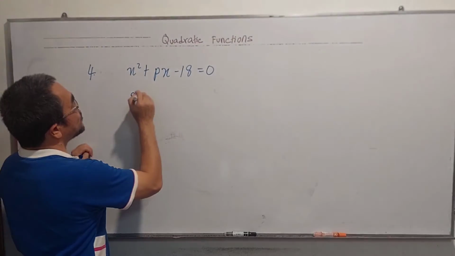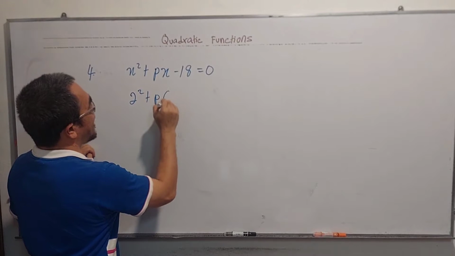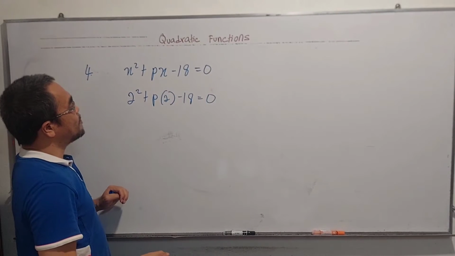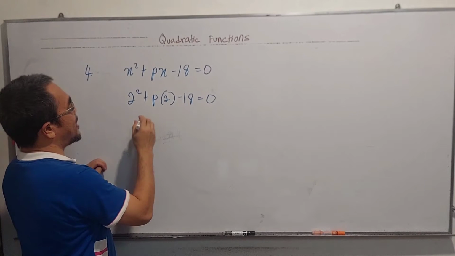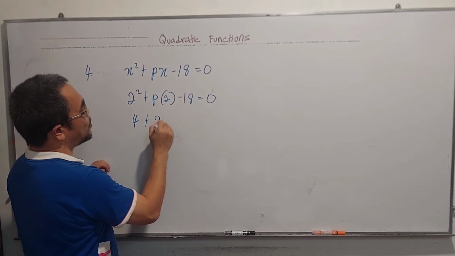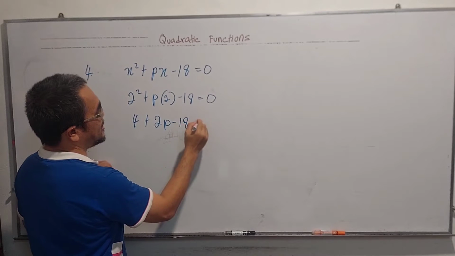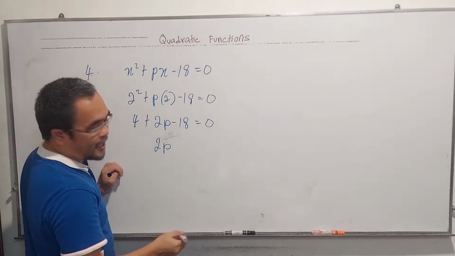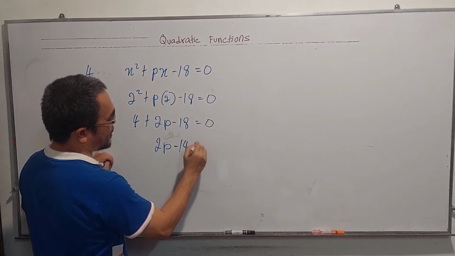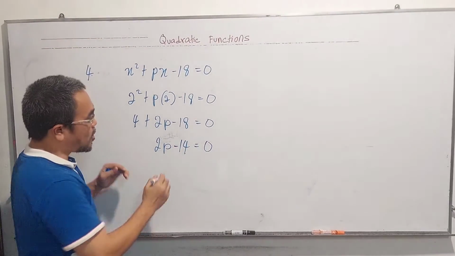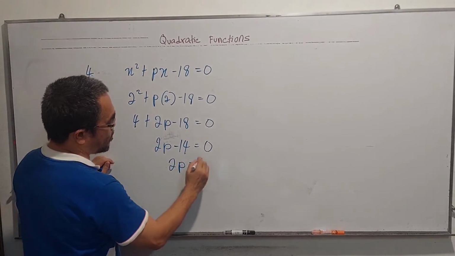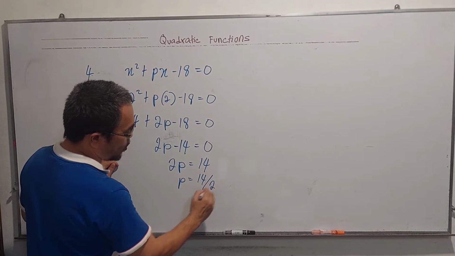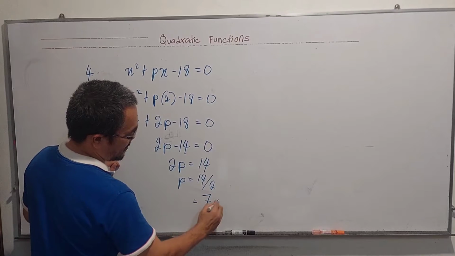So you say 2 squared plus p times 2 minus 18 equal to 0. You simplify this, you get 4 plus 2p minus 18 equal to 0. 4 minus 18, you say negative 14 equal to 0. And solve this. 2p equals 14. P is equal to 14 over 2, which is 7.